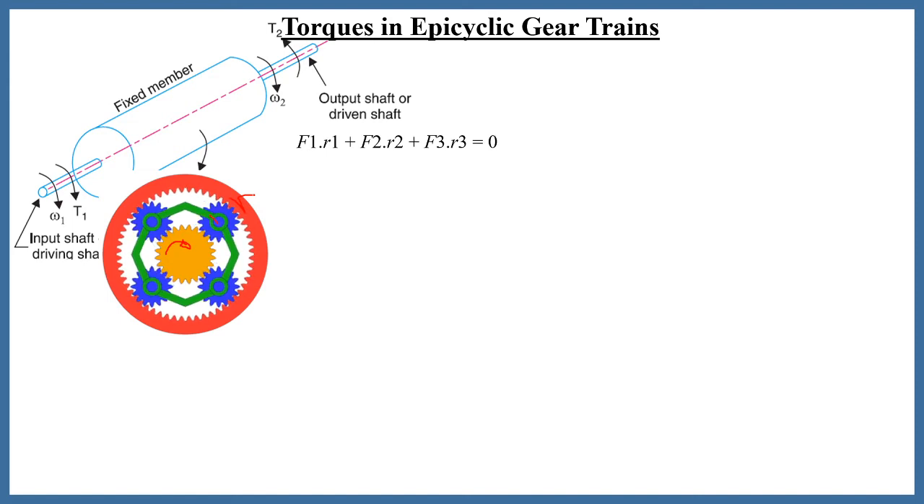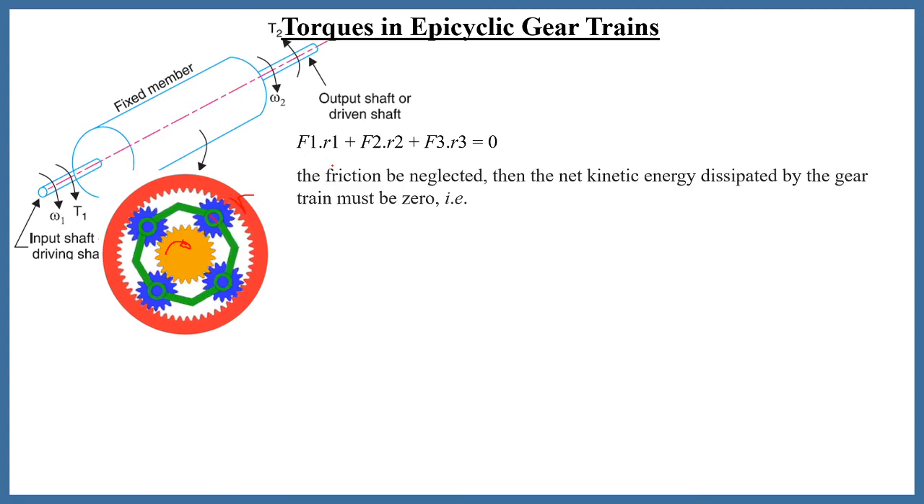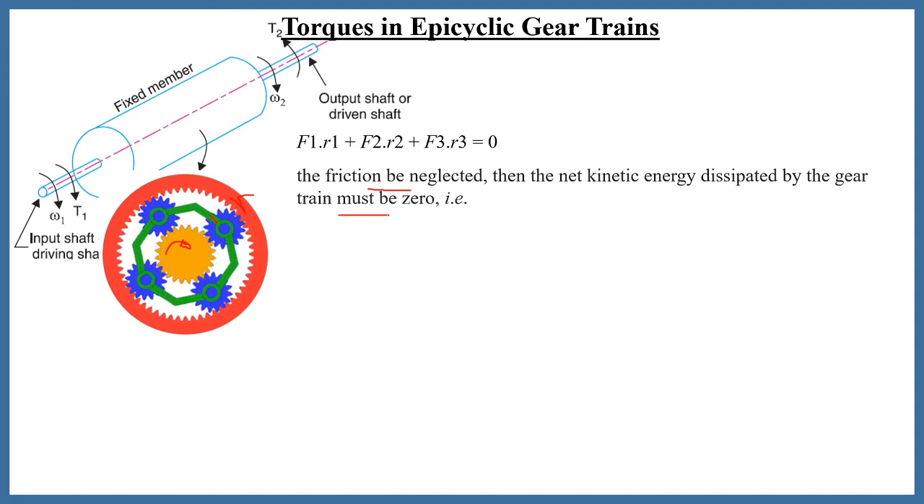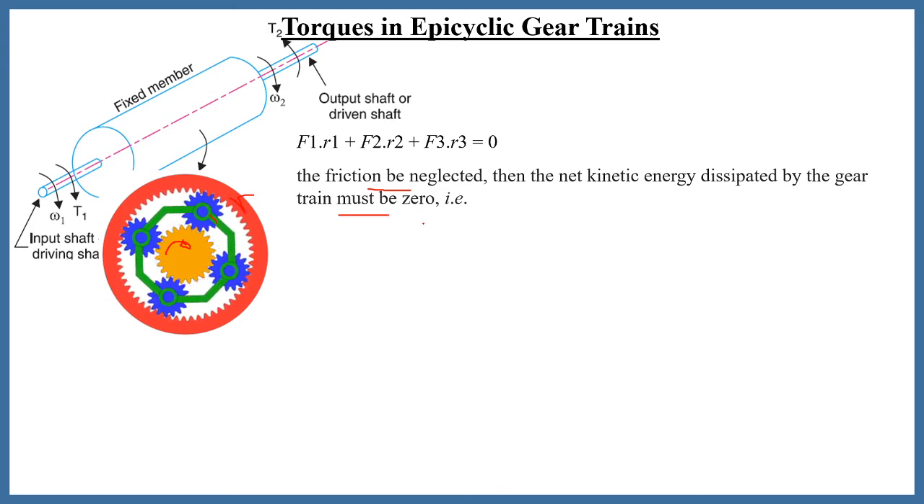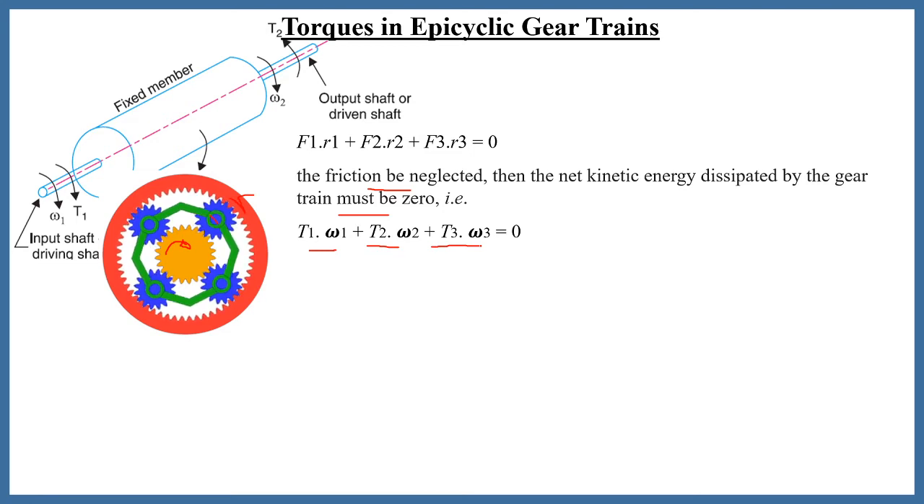Now in this second case, the total torque F1 into R plus F2 into R plus F3 into R is equal to 0. Here we are neglecting the friction. The kinetic energy dissipated by the gear train again must be 0. Total kinetic energy dissipated by the gear train must be 0. That's why T1 omega 1 plus T2 omega 2 plus T3 omega 3 is equal to 0. This is the total kinetic energy.